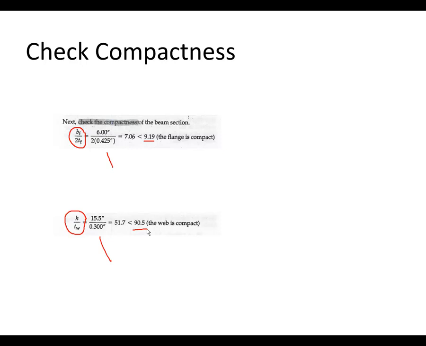We determine that 7.06 is less than 9.09. The flange is okay. You also check the web. 51.7 is less than 90.5. The web is compact. If they aren't compact, it doesn't necessarily mean that your beam is not going to work. It simply means that the beam will not fail in a plastic hinge.